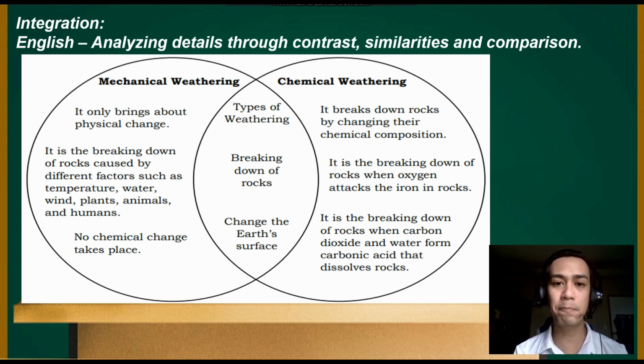So what are the similarities between mechanical and chemical weathering? So of course, both are types of weathering. Breaking down of rocks changes the Earth's surface. Those are the similarities between the two, mechanical and chemical weathering.